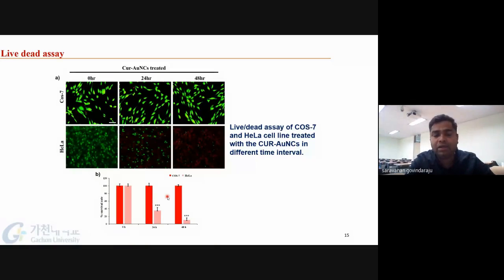Another thing is the viability assay. We want to find out how the gold cluster is killing the cancer cell and how it's reacting. So we want to check that by fluorescence spectroscopy.